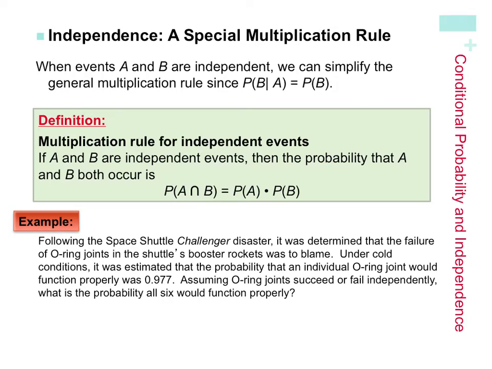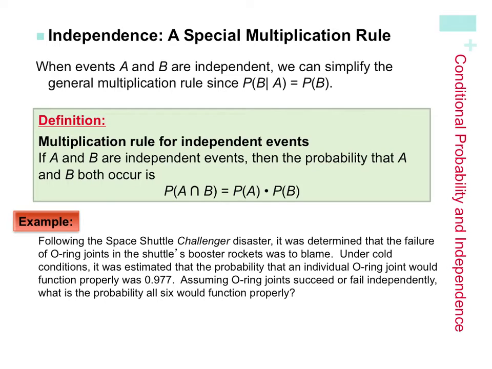Because if one O-ring fails, it's not going to determine whether any other of the O-rings would fail, we would consider this to be independent, which means we don't have to worry about the probability of O-ring number 2 functioning properly if O-ring number 3 did not. You don't really care about what happened to the others. They're completely independent of each other.